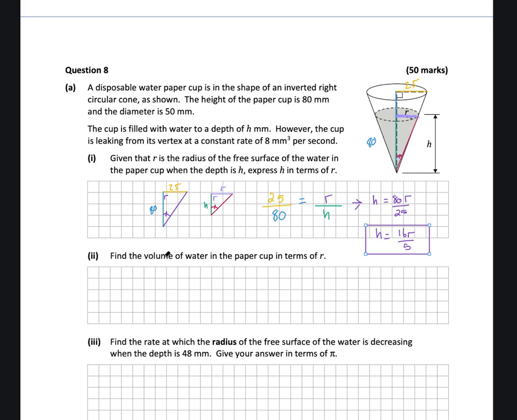Okay, now it says find the volume of water in the cup in terms of r. Well, what you need to do is go to your log tables first and get the volume of a cone, and you start by writing that down for yourself and make sure you're getting those marks. So V is equal to 1/3 pi r squared h. I actually know h now is going to be 16r over 5, so I've got 1/3 pi r squared multiplied by 16r all over 5, and if I tidy that up, I'm going to have 16 over 15 pi r cubed, and we'll put in the units, it's volume, so it's millimeters cubed.